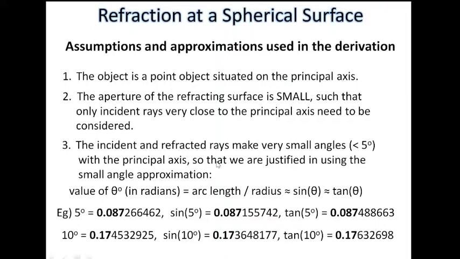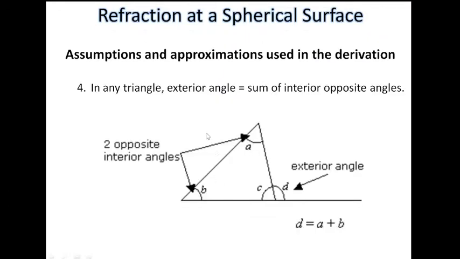According to this, for small angles like less than 5 degrees, the value in radians is almost equal to the sine of the angle and tan of the angle. As you can see, for 5 degrees, they are equal to the first 3 decimal places, and for 10 degrees, they are less accurate. They are equal only up to the first 2 decimal places. Then we make use of the geometry property that the exterior angle is equal to the sum of the interior opposite angles of a triangle.